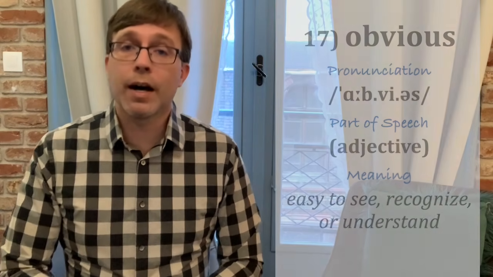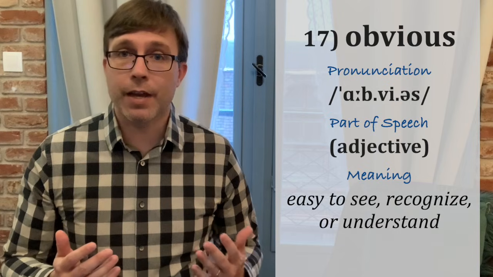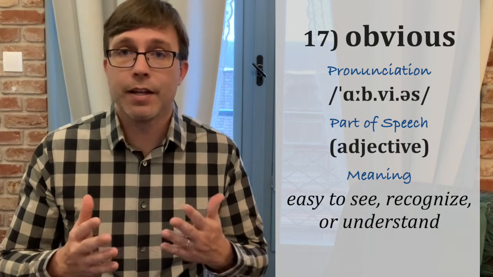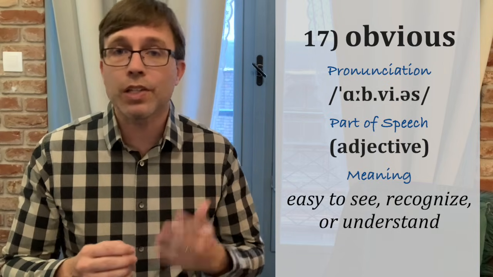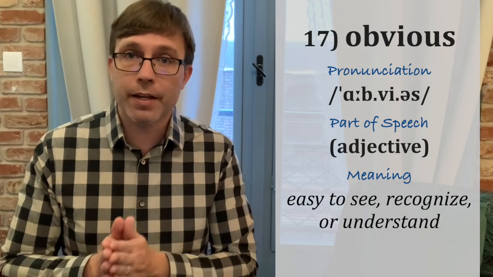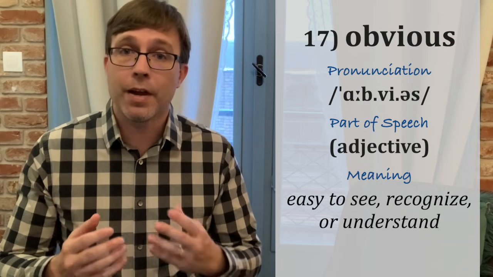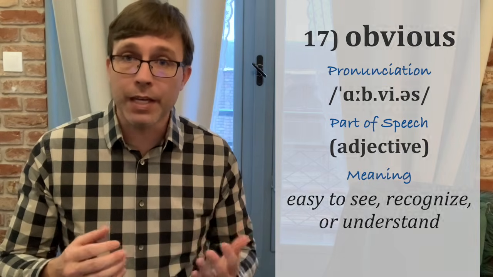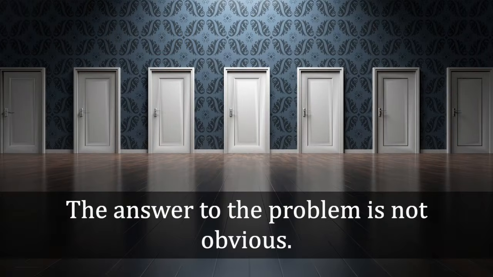Next is the word obvious. This is an adjective, and you're basically saying that something is easy to see, recognize, or understand. And often I think this adjective will come after the verb to be, if you want to say something is obvious, or perhaps you want to say that something is not obvious. The answer to the problem is not obvious.